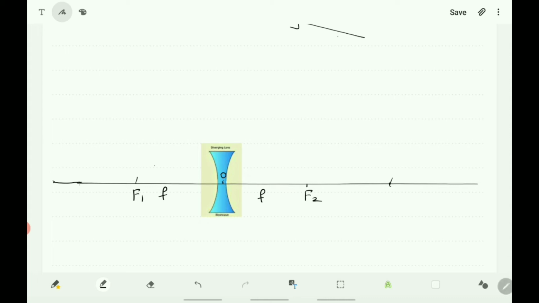Now let us consider the object is here, that is between O and infinity, or between O and f1. Here also let us consider the ray which is parallel to the principal axis, and that ray refracts, and that refracted ray appears to be coming from the principal focus.